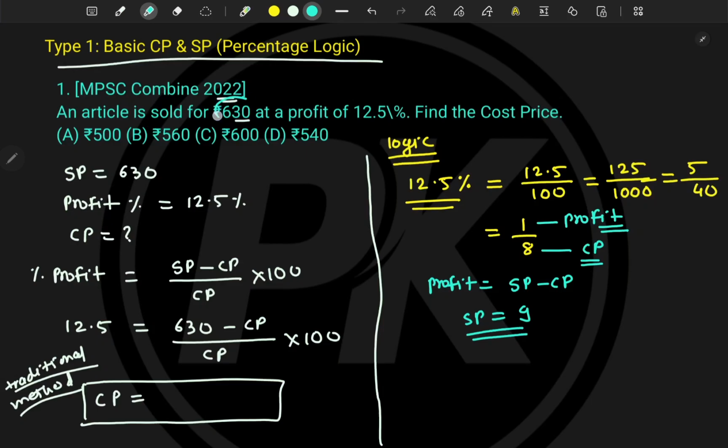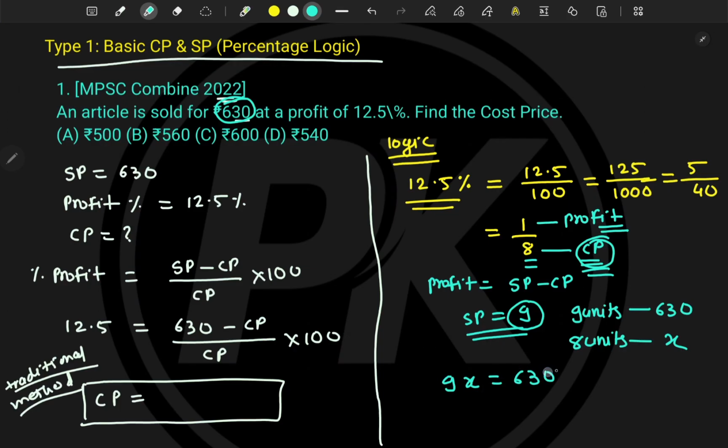Now tell me at what rupees you have sold that. It is at 630 rupees. Obviously 630 rupees, right? But here this 9 units stands for 630 rupees. But what is the cost price unit? It is only 8 units. Then 8 units stands for how many rupees? That is what the cost price is. Now let's do the cross multiplication. So that will be 9x is equal to 630 into 8, right?